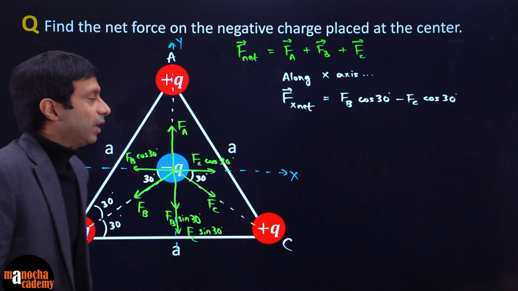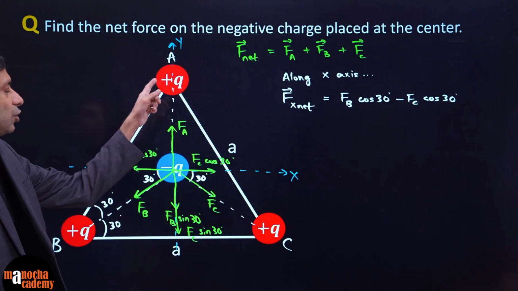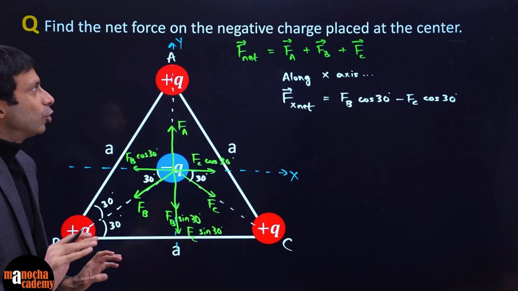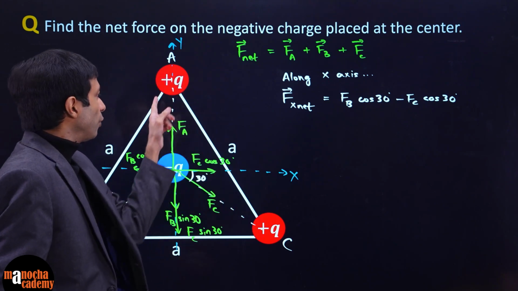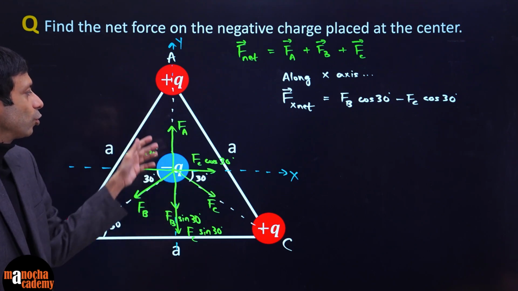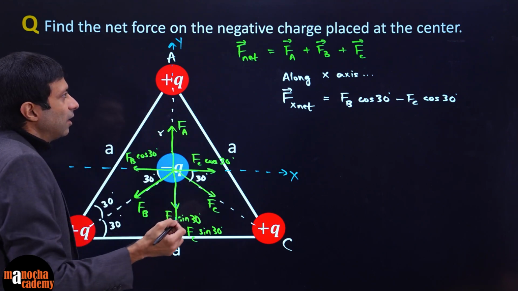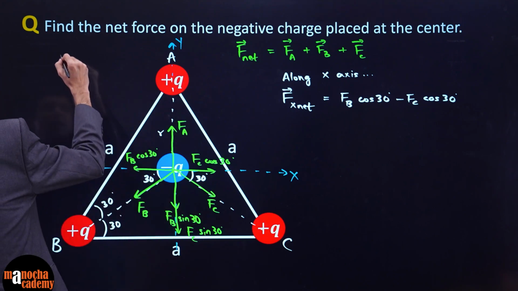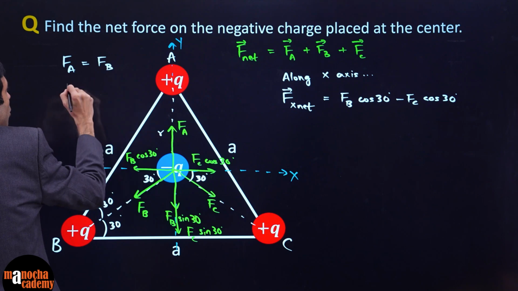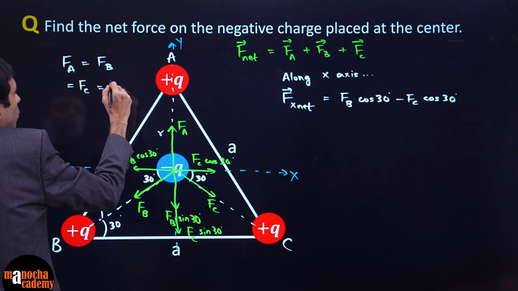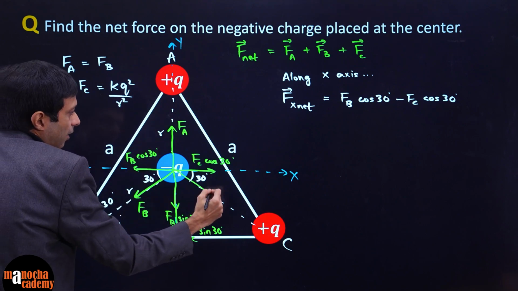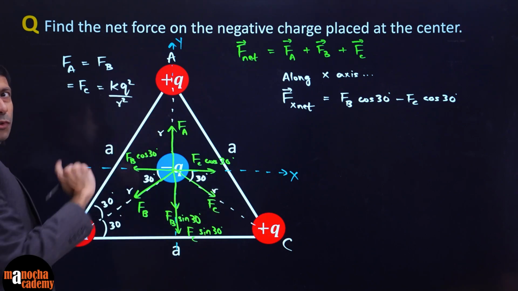Now guys, if you look carefully, this is a fully symmetric case. The charges are identical. All these distances from the center will be identical. So will you agree with me that the magnitudes of all these forces, FA, FB and FC, are going to be equal? K Q square by R square, where this distance is R. So FA equals FB equals FC, which equals KQ square by R square. So all the forces are equal.